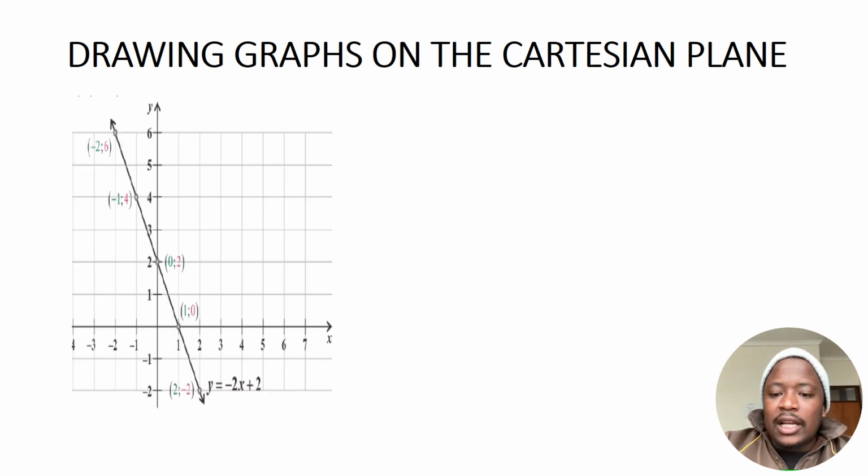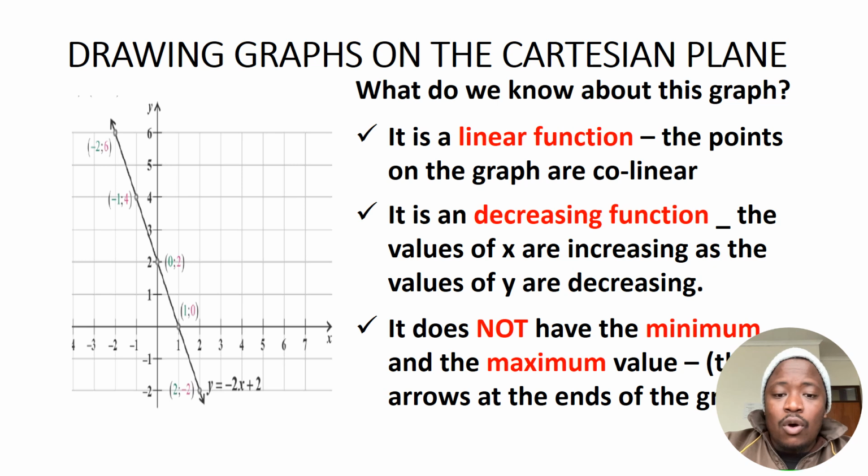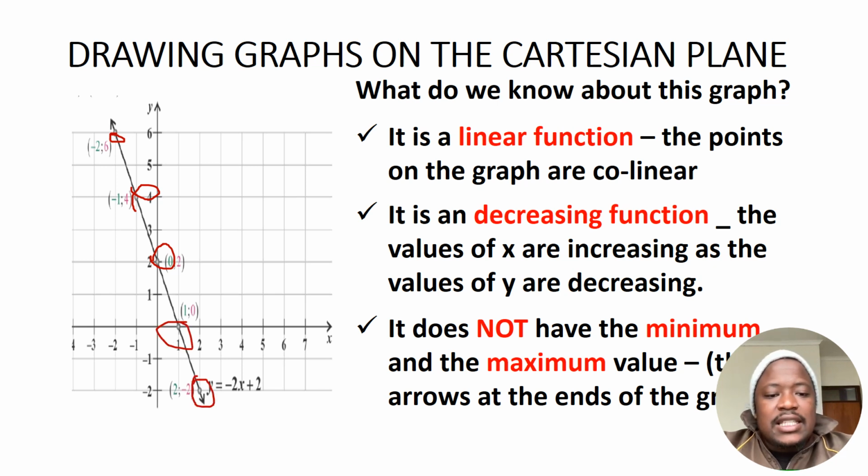Let us look at another graph that I have plotted for you already. Now, when we read it from the left to the right, this graph is decreasing. However, we need to notice that all these points are forming a straight line. All these points are forming a straight line. Therefore, we can conclude that this graph is a linear function. And again, in this case it is a decreasing function.